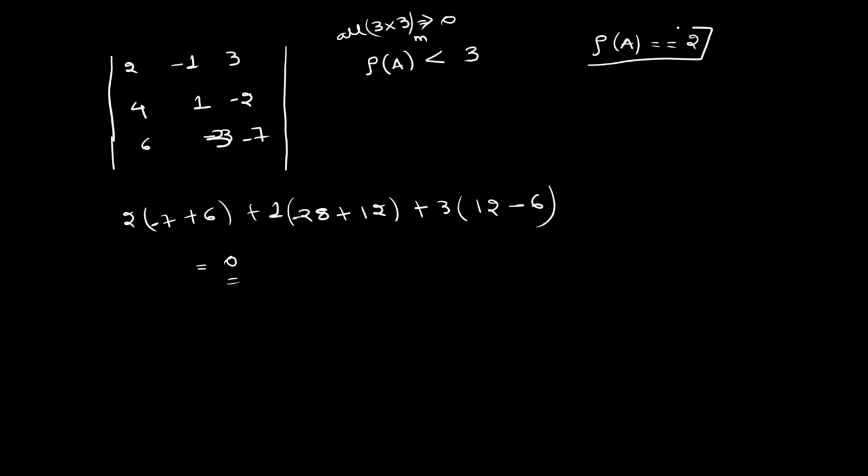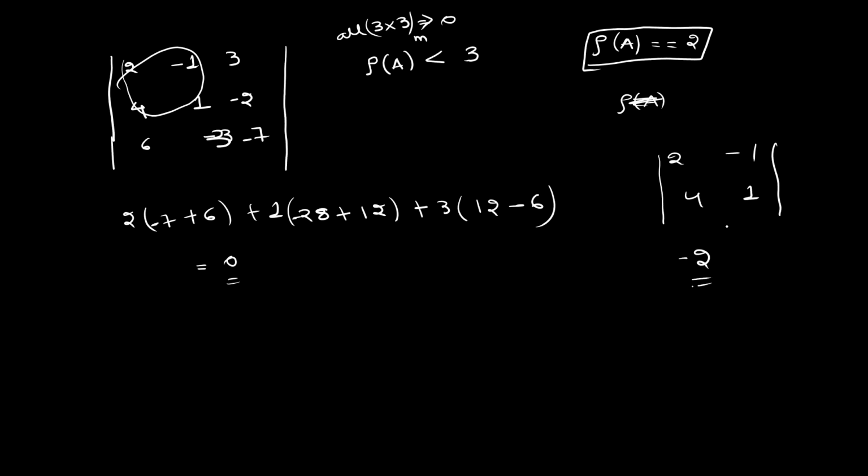We need to check this. For that we need to find the determinant of all the possible 2 into 2 matrices. So let's take any one 2 into 2 matrix. Let me take it here itself. This is also one of the 2 into 2 matrices. 2 minus 1, 4 1. So that is equal to, I'm sorry, this is equal to 6. So this is not equal to 0.